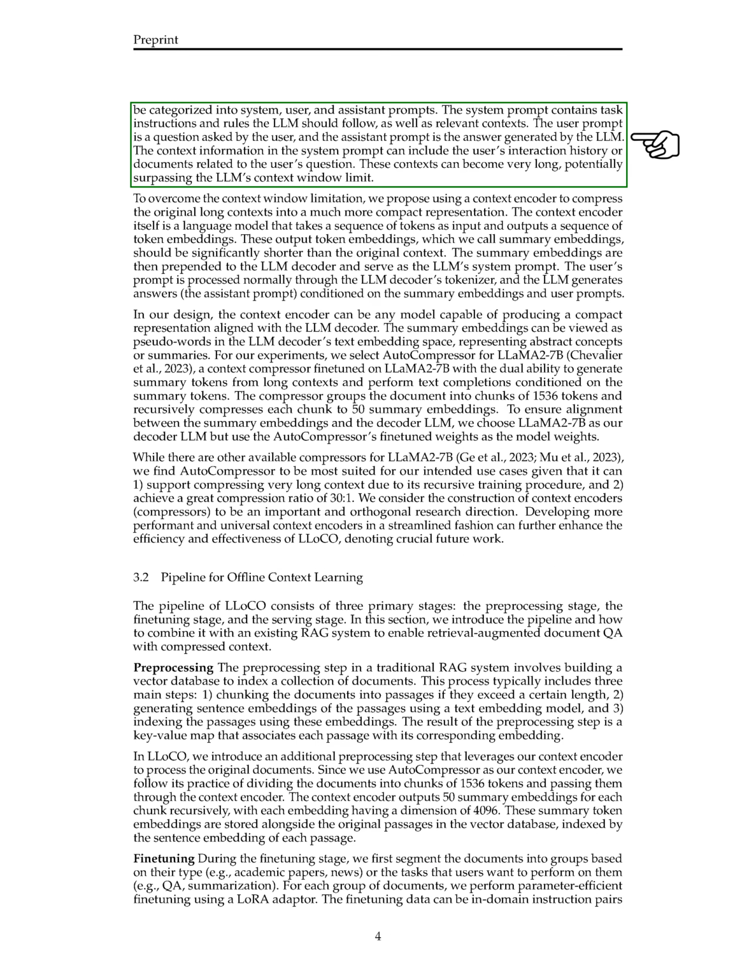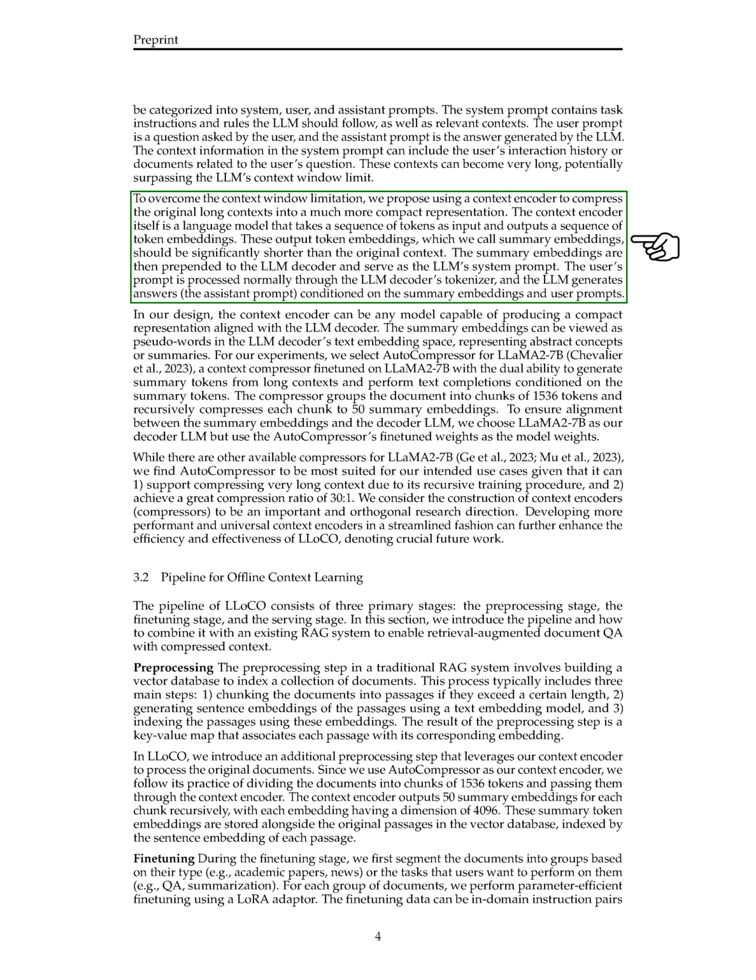Our proposed method involves a context encoder and an LLM decoder in the architecture. The context encoder compresses long contexts into a compact representation, which is then used as the system prompt for the LLM decoder. The user prompt is processed normally, and the LLM generates answers based on the summary embeddings and user prompts. We use AutoCompressor as the context compressor for our experiments, as it can compress long contexts effectively and achieve a high compression ratio.